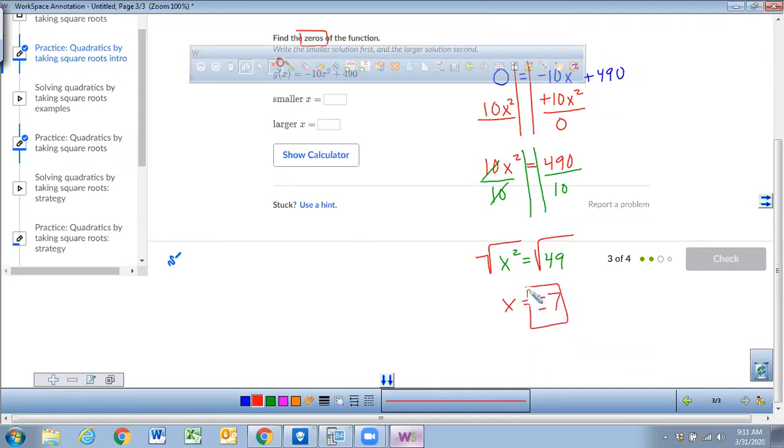So we have to do what's called a plus or minus 7. And what does that mean in a solution set? In a solution set, we put negative 7, comma, positive 7. This is what you would see in a solution set. Here we're going to write negative 7. Here we're going to write positive 7. One more thing, AJ. We're going to go to Desmos.